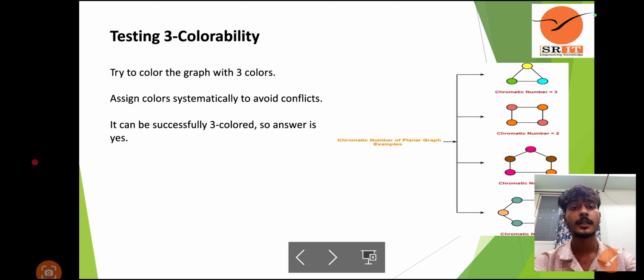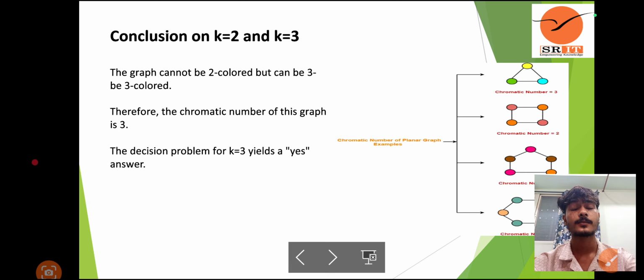Testing three colorability. Try to color the graph with three colors. Assign colors systematically to avoid conflicts. It can be successfully three colored, so the answer is yes. Conclusion: for k equals 2 and k equals 3, the graph cannot be two colored but can be three colored. Therefore, the chromatic number of this graph is 3. The decision problem for k equals 3 yields yes.